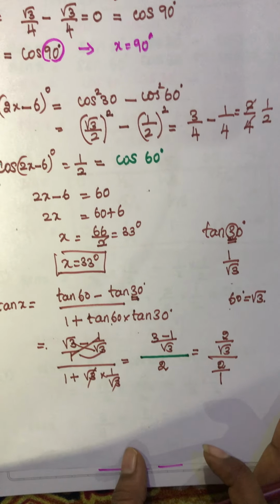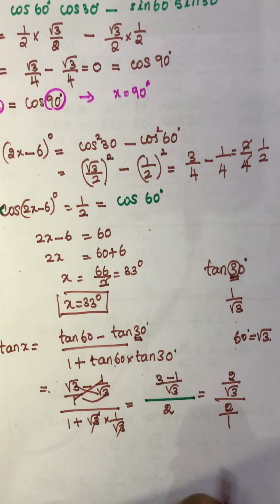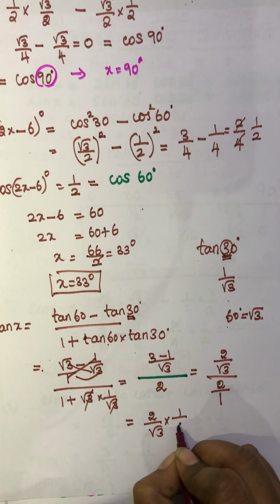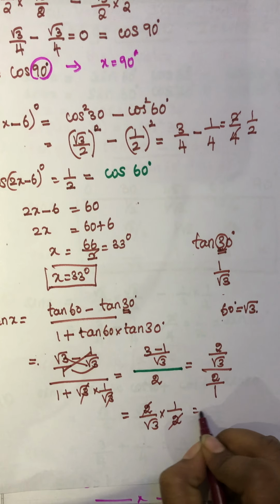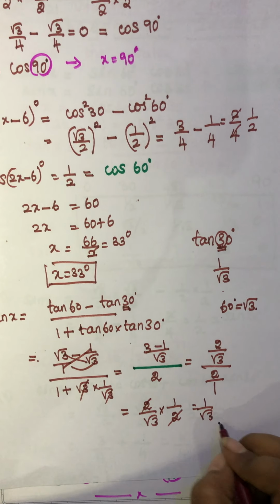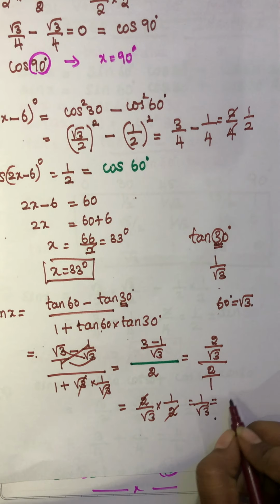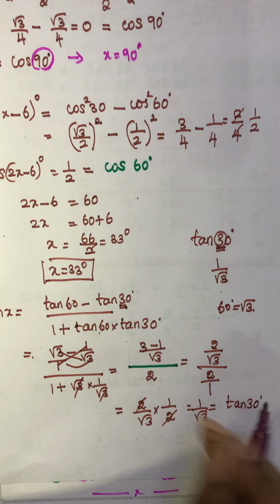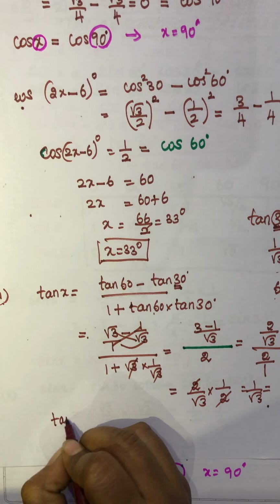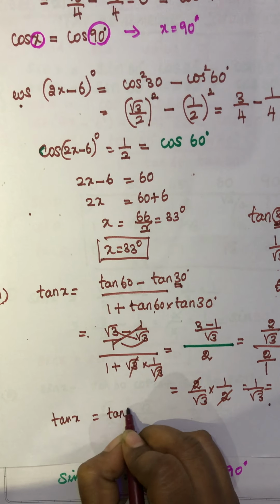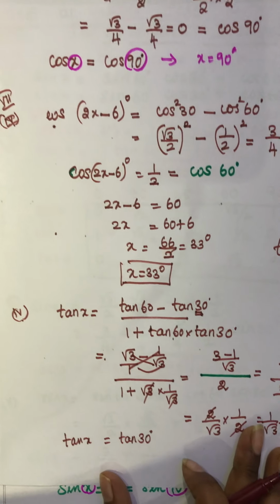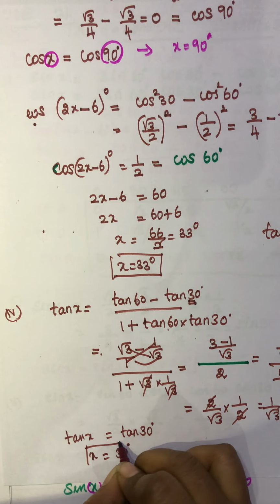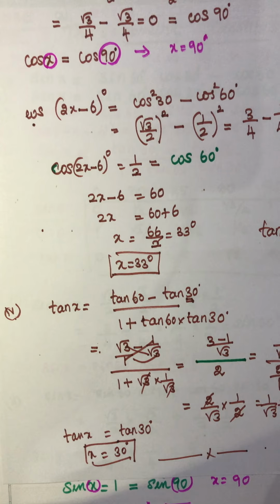Many students commit a mistake here. This is very simple, nothing is difficult. So for 2 by root 3, just take the reciprocal of the 2, that is 1 by 2. Just cancel, that is 1 by root 3. So when it is 1 by root 3, what is that? That is tan 30 degree. So tan x is equal to tan 30 degree. So the value of x is 30 degree. Okay, so that's all for the sum.